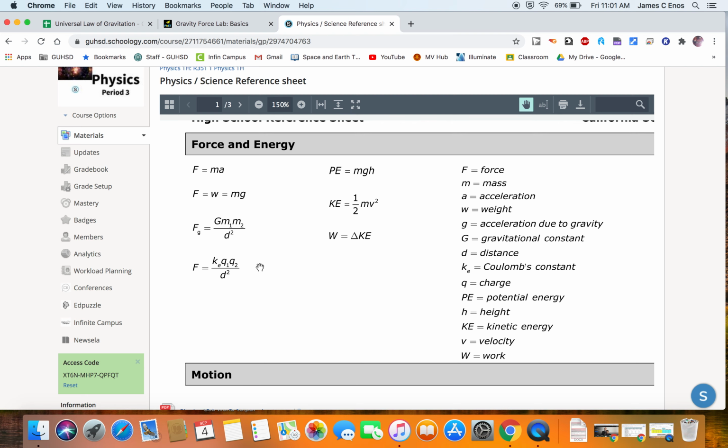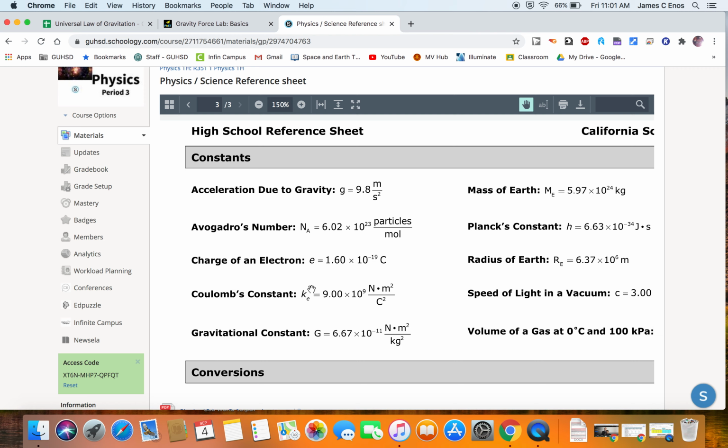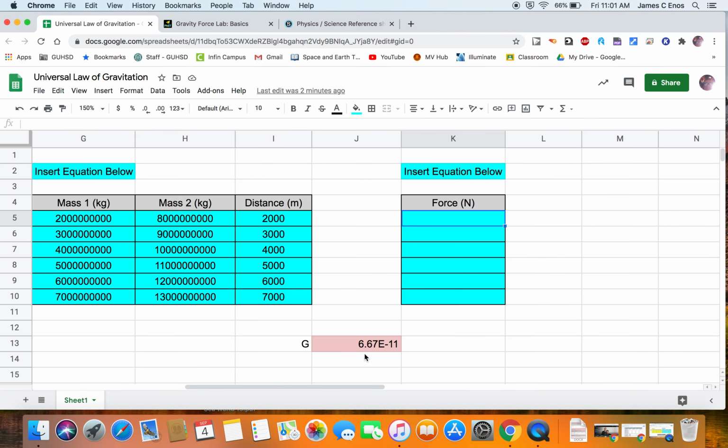So this G, which is a constant, is also given to us down here in our constants, where this G is 6.67 times 10 to the negative 11th. And there's units to it. So you can see how we have it already input here into our document, that this G is this 6.67 times 10 to the negative 11.